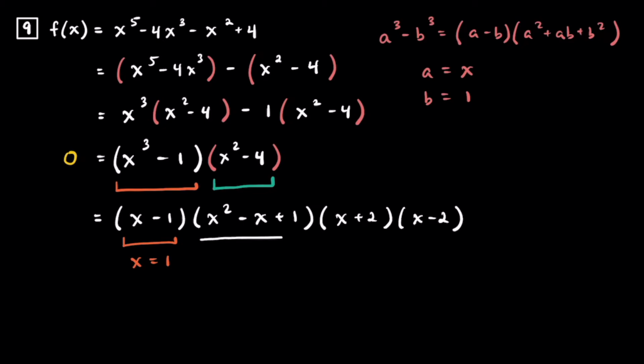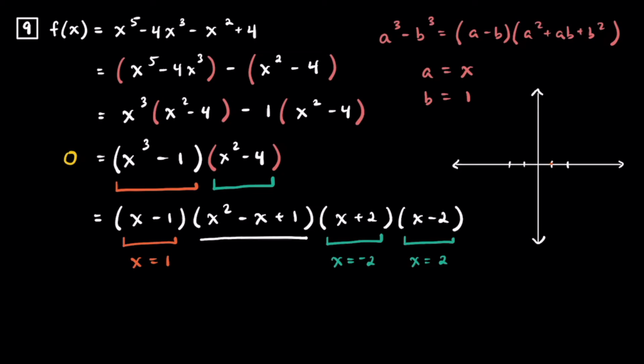This one right over here is not going to be factorable, so we don't have to worry about it. But over here, from this x plus 2, we know we're going to have an x-intercept at x equals negative 2. And looking at this one, we're going to have another x-intercept at x equals positive 2. Putting this on a graph, we'll have one x-intercept here at x equals 1. Then we have the one at negative 2 over here to the left, and one at positive 2 over here to the right. If we're going to go ahead and graph this polynomial, it's going to look something like this.